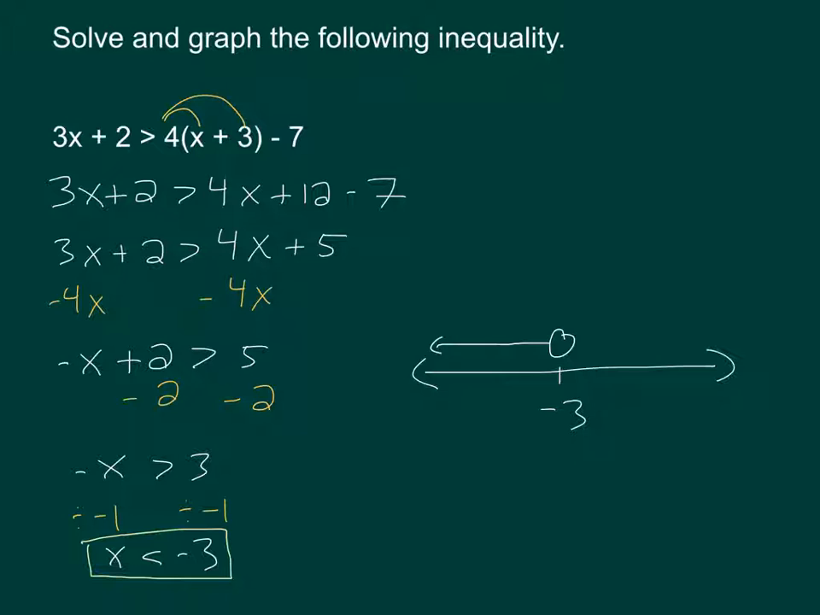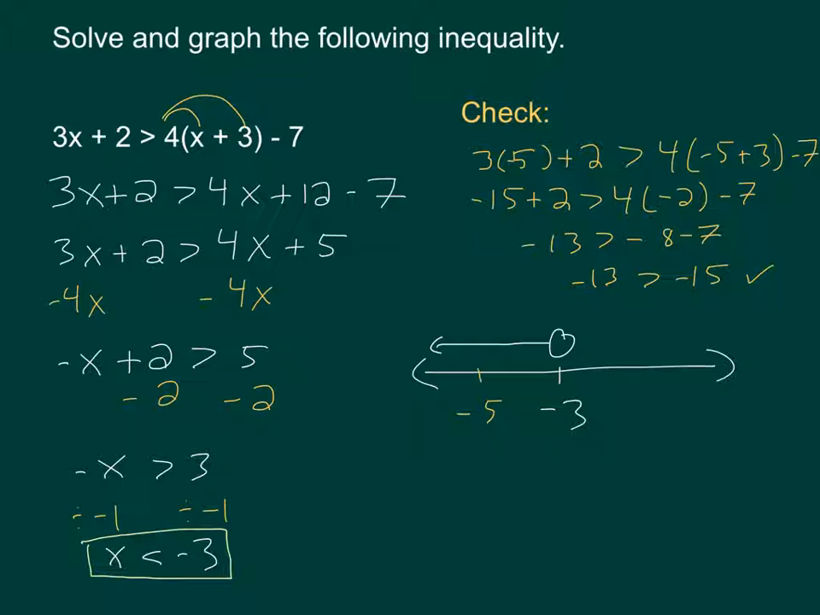So if I pick one of the values over here, something like about negative 5, I should be able to plug that in to my original inequality and make it true. So I'll show you that check here. And so when I plug in negative 5, the check shows that the left side of the inequality becomes negative 13, the right side becomes negative 15, and negative 13 is in fact greater than negative 15. It's a smaller negative, so it is greater. Alright, so there we go. Let's try another one.